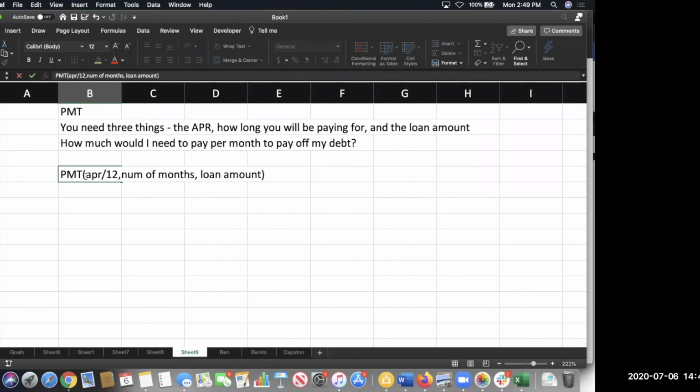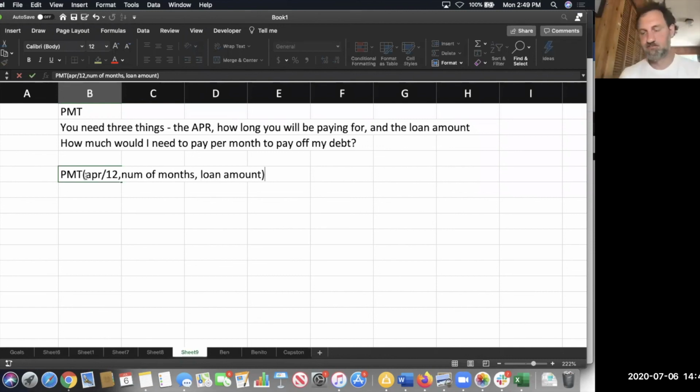Why divided by 12? Because we want to turn it into a monthly rate. Because it's not compounding every year, it's compounding every month. So what the PMT formula does is it kind of breaks it down into a monthly program. Good question.